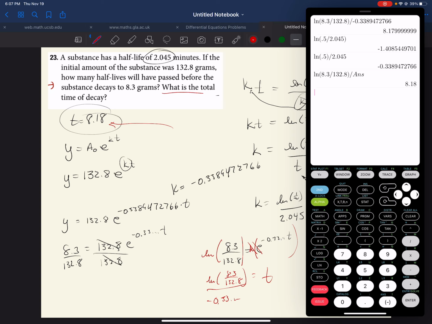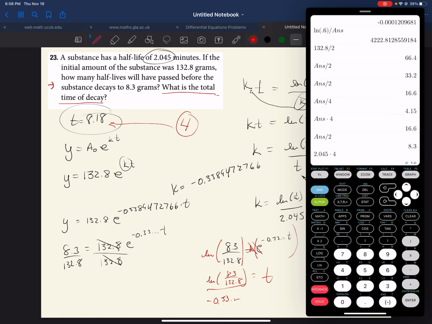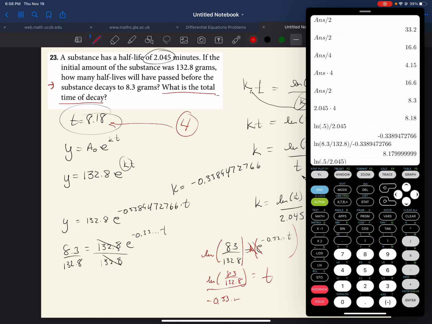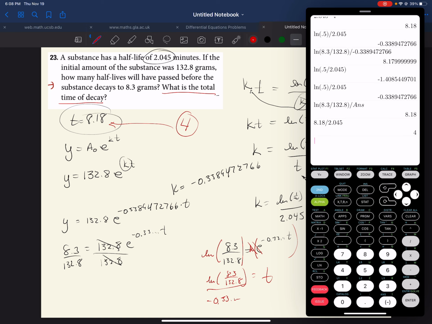Now that I know that the total time is 8.18 minutes, if I took 8.18 and divided that by the 2.045 minutes that each one was, it comes out to be exactly 4 half-lives. Notice that's what we got the first time. But the first time, it felt like I was almost cheating because I just started and said, okay, divide by 2, divide by 2, divide by 2, divide by 2, it's 4.